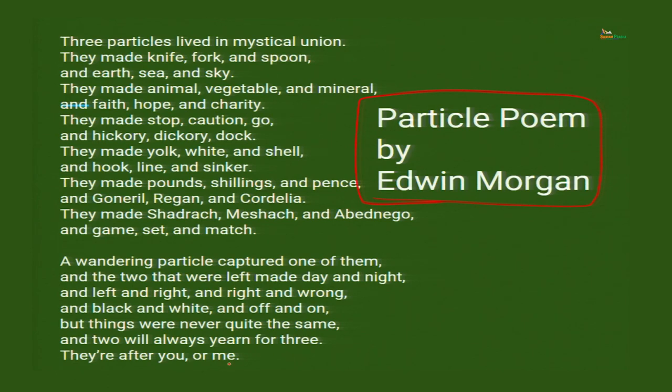This is a very fantastic poem. Firstly, he was talking about the nucleus of an atom. And around that nucleus, there is this electron revolving around the nucleus. This is the negative charge. And we have the positive charge over here along with neutrons. So around the nucleus, the electron keeps on moving continuously. So these are the three particles which lived happily together, and they form all of these things.